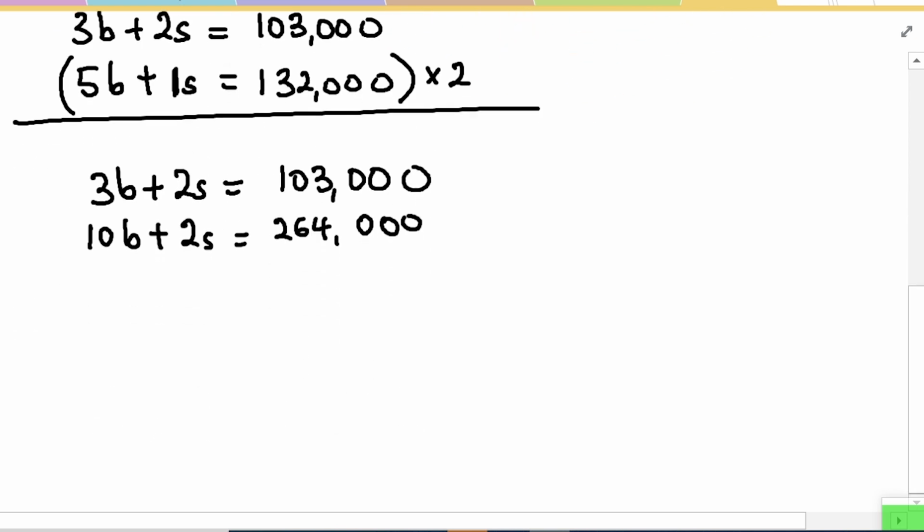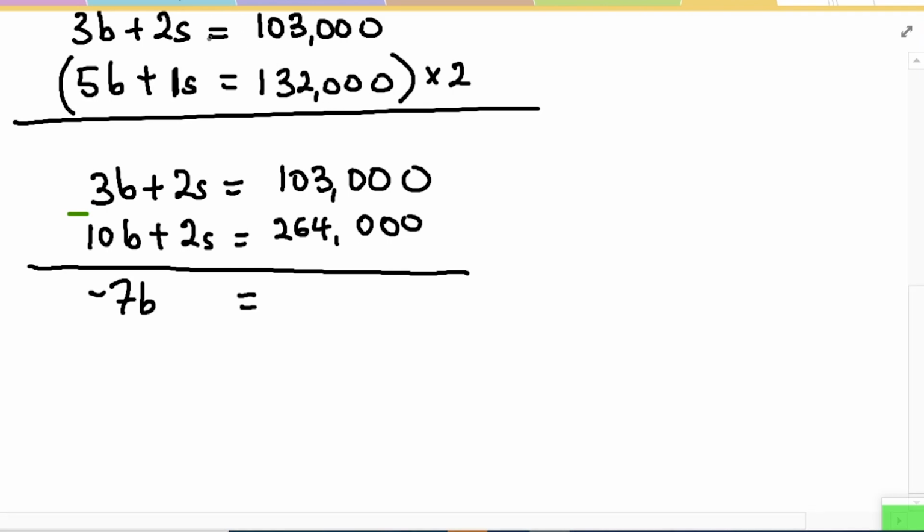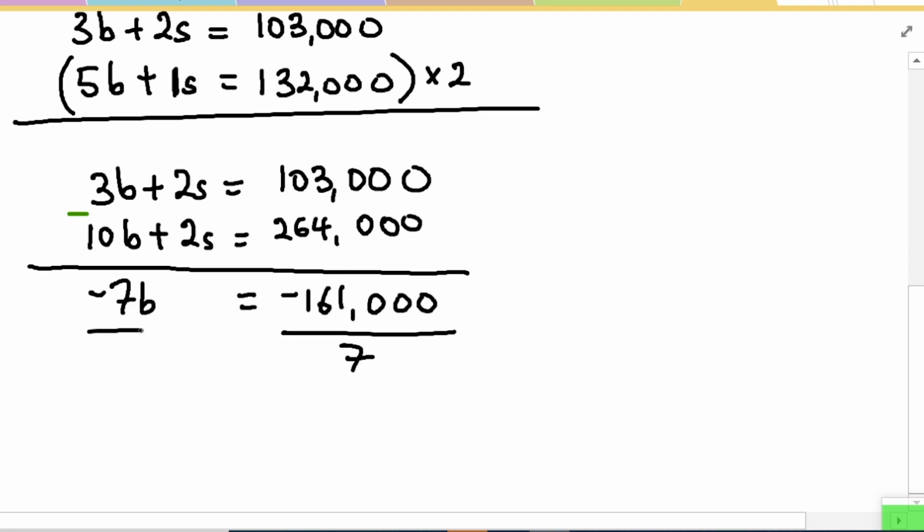So that being said, now we can go ahead and eliminate. We're going to say the first equation minus the second. So it's 3b minus 10b, which is going to give us negative 7b. Then of course 2s minus 2s is 0, and we have 103 minus 264, which is going to give us negative 161,000. Divide both sides by negative 7. So our value of b is going to be equal to 23. This goes with that, we remain with 23,000.